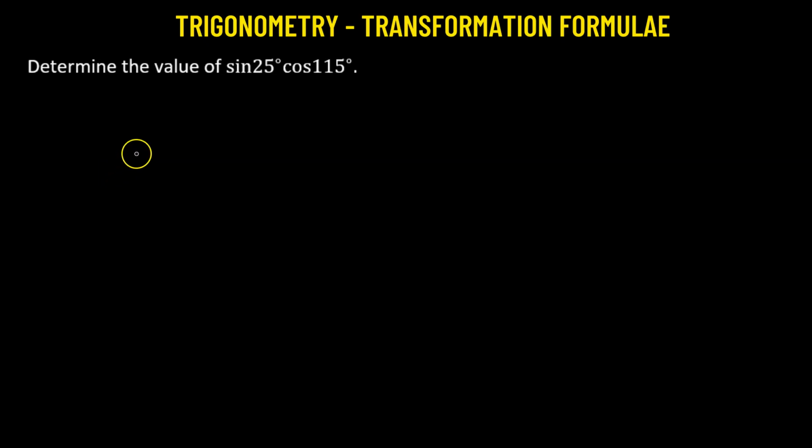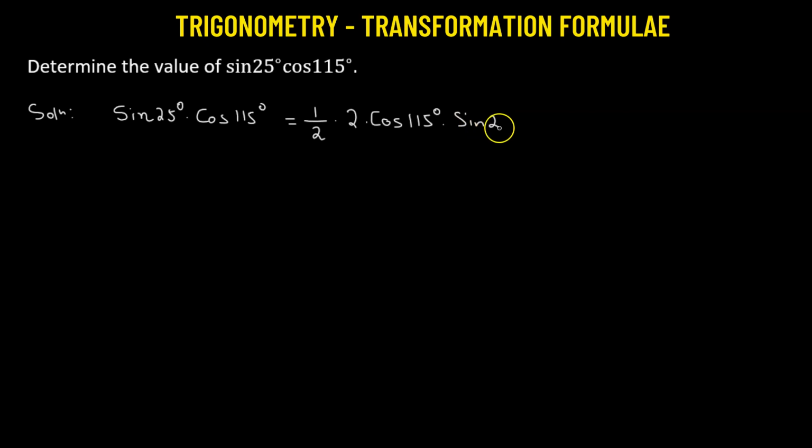In this problem, we need to determine the value of sine 25 degrees times cosine of 115 degrees. So let us begin. Let's first rewrite the given problem. So here we have sine 25 degrees multiplied by cosine of 115 degrees. So we do one thing. Let's divide by 2 and multiply by 2. So we get 2 times cosine 115 degrees times sine 25 degrees.